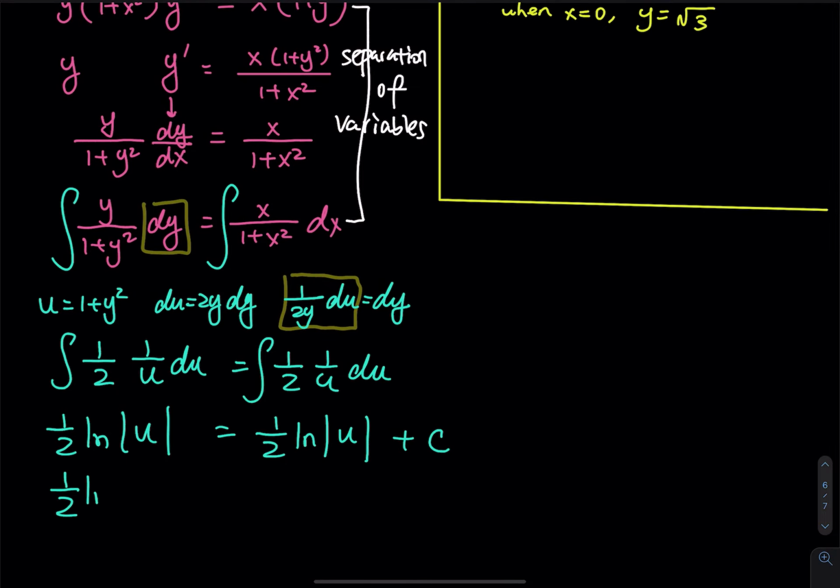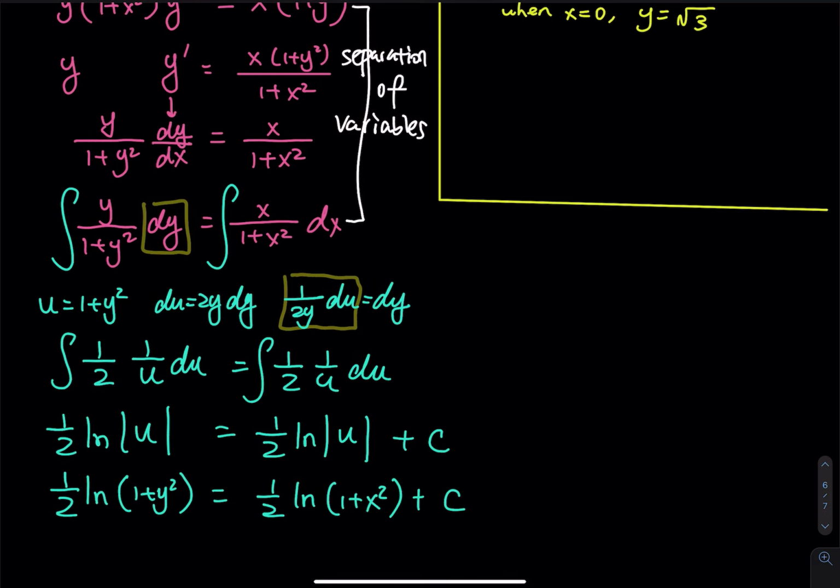Since 1 plus y squared is always positive, we don't need the absolute value anymore. So we have 1/2 ln(1 plus y squared) equals 1/2 ln of the absolute value of (1 plus x squared), and then you add a c to it.